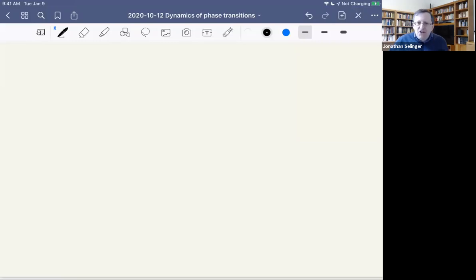In the last class, you recall we were talking about surface tension, right? That was the end of our discussion about field theory. And so in the last class, we got up to thinking about what is the interface between two phases.